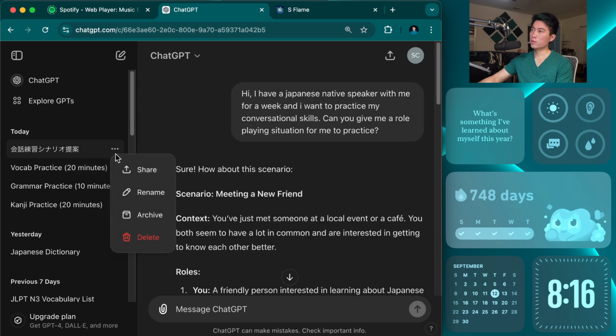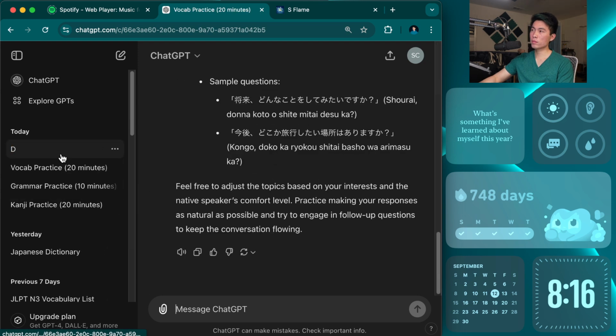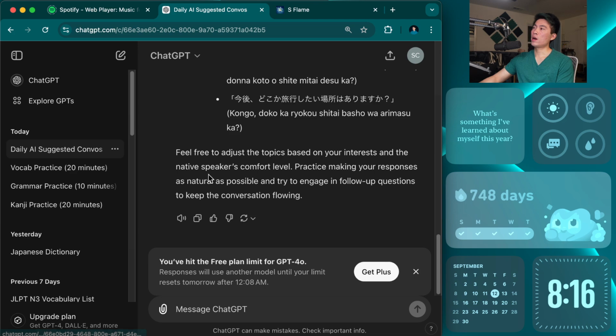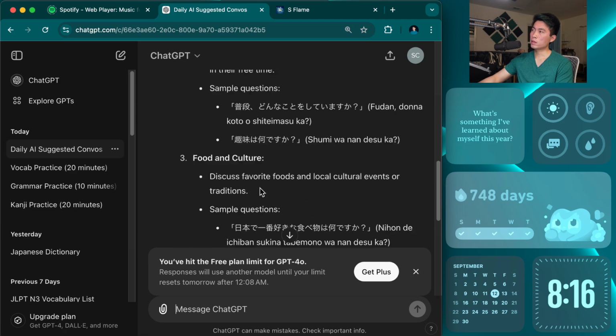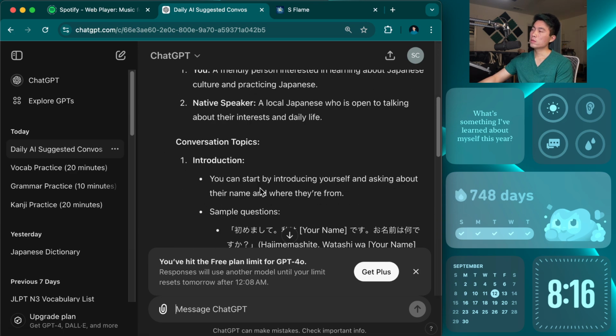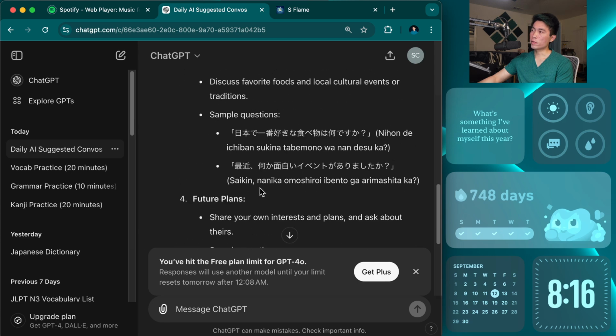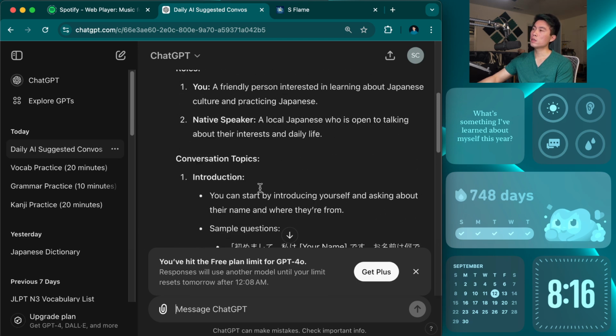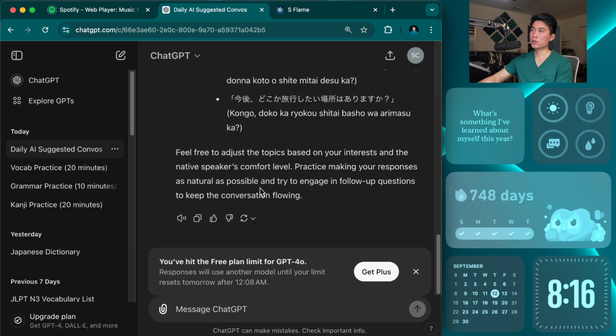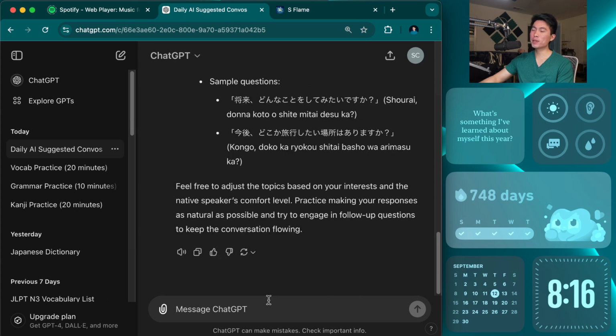At least for this chat right here, rename it daily AI suggested combos. So I'll use this every day and probably ask for a more specific situation and just one situation as the conversation practice. That way, AI is involved in my daily practice as well. I'm just trying my best to keep to the spirit of the challenge.